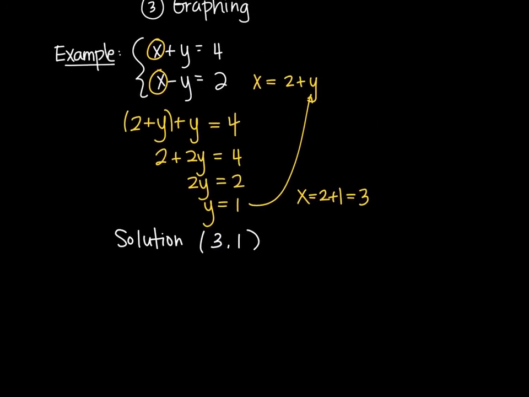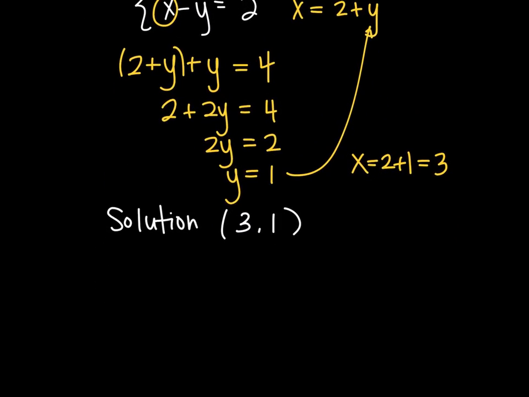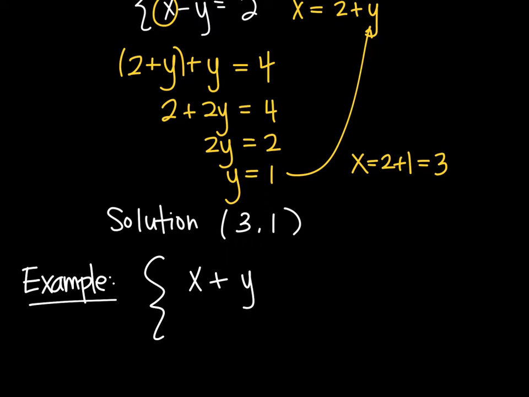Now, I'm going to do the same problem, but I want to show you the elimination method before we go to some more complicated ones. So same question. We already know what the answer is, but I want to show you, just to review with you, how elimination works. All right, so we'll start over. x plus y equals 4 and x minus y equals 2.